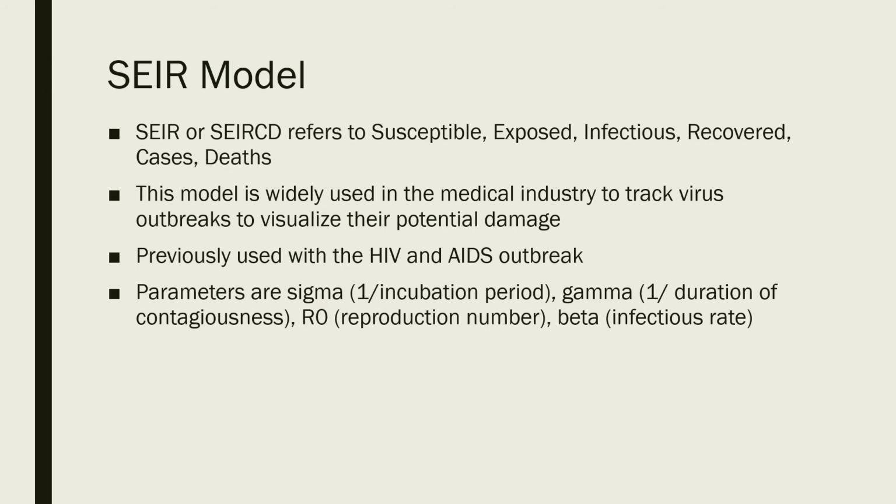The input parameters are sigma, which is 1 over the incubation period, gamma, which is 1 over the duration of contagiousness, R naught, which is the reproduction number, and beta, which is the infection rate.